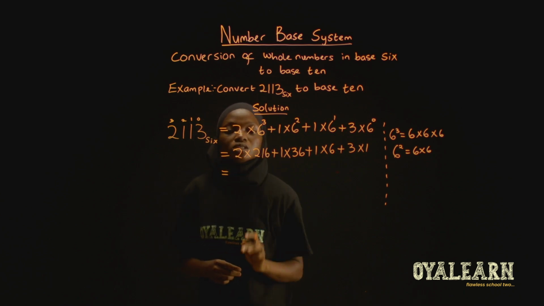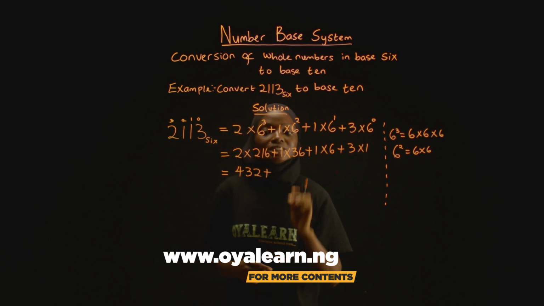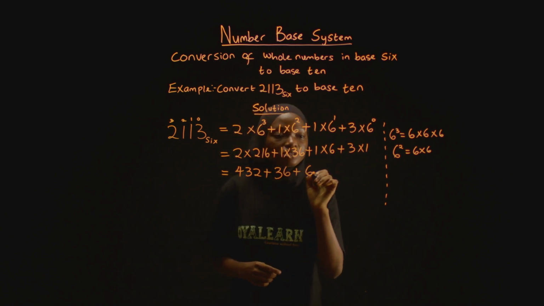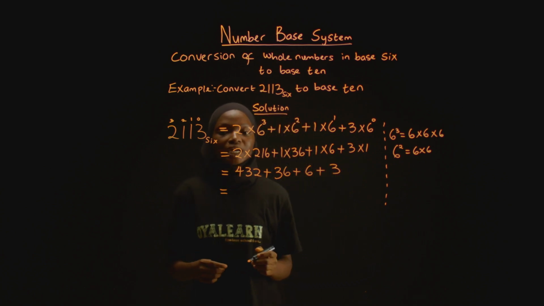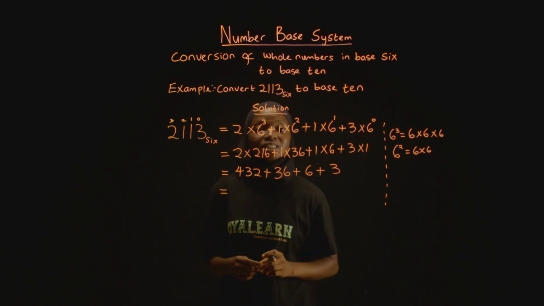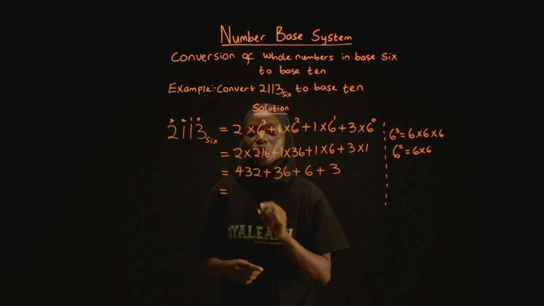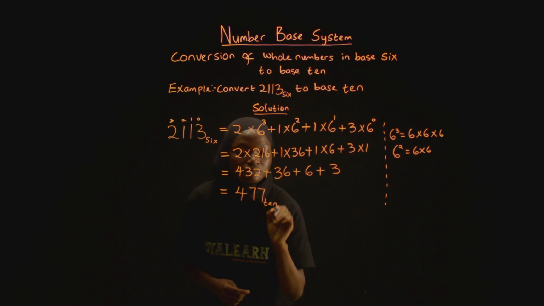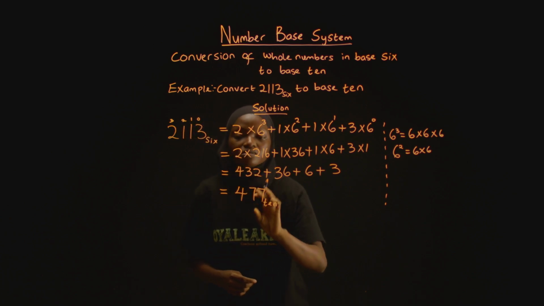Let's multiply. 2 multiplied by 216, we have 432, plus 1 multiplied by 36, we have 36, plus 1 multiplied by 6, we have 6, plus 3 multiplied by 1, we have 3. Now we add 432 plus 36, we have 468. 468 plus 6, we have 474. And 474 plus 3, we have 477 base 10. That is, 2113 in base 6 is the same thing as having 477 in base 10.